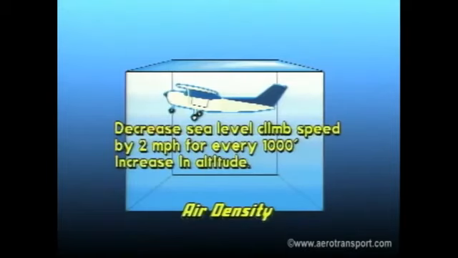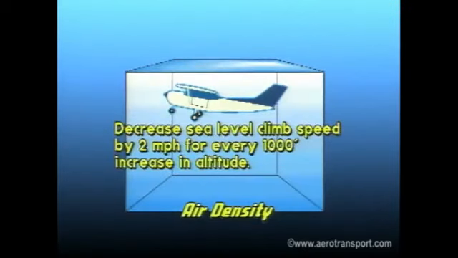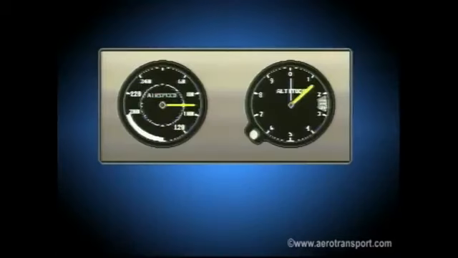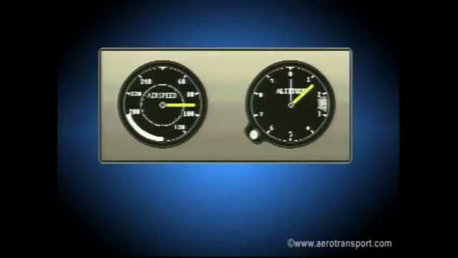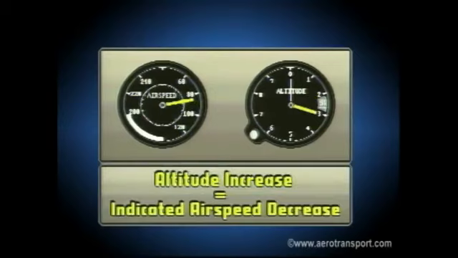Decrease the recommended indicated sea level climb speed by 1.75%, or about 2 miles per hour for every 1,000 foot increase in altitude above sea level. Do not include the first 1,000 feet. Now, apply this rule to the following example. You are flying an aircraft with a recommended normal climb speed of 90 miles an hour. At an indicated altitude of 2,000 feet, adjust the indicated climb speed to 88 miles per hour. It would be adjusted to 85 miles per hour at 3,000 feet.